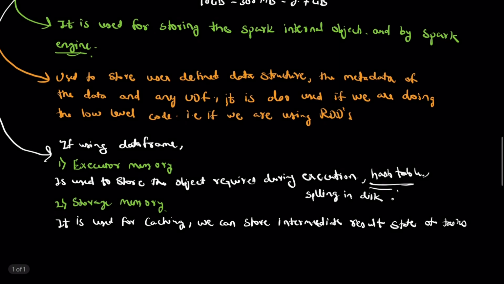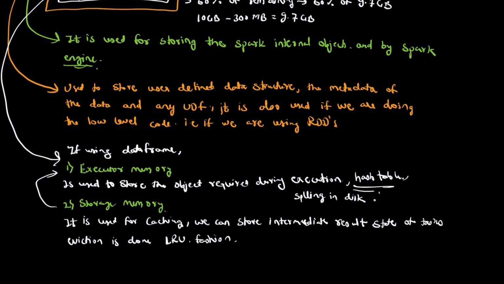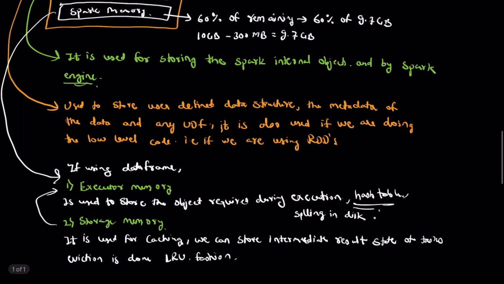And let's say our storage memory and executor memory both are full, but storage memory is using the space of executor memory, then the eviction is done in LRU fashion. LRU is least recently used. I know that it may sound kind of confusing, so let's visualize it with the help of a diagram.